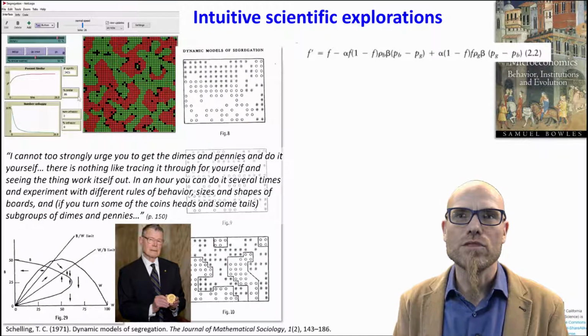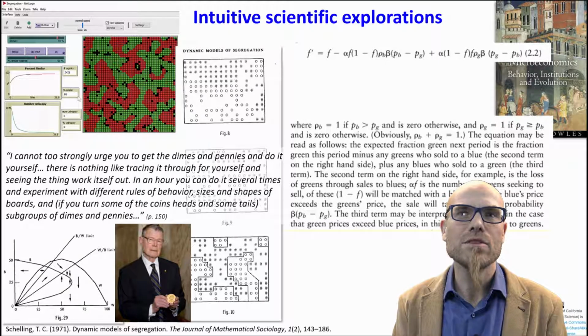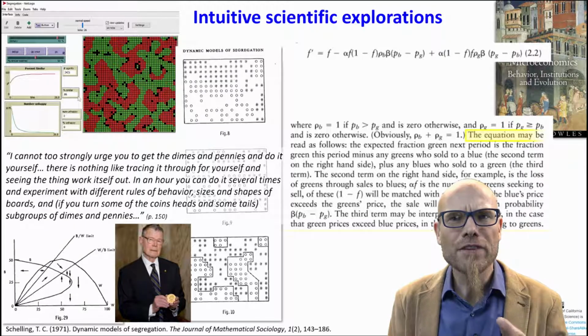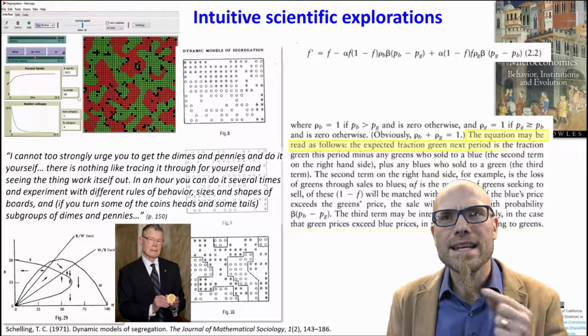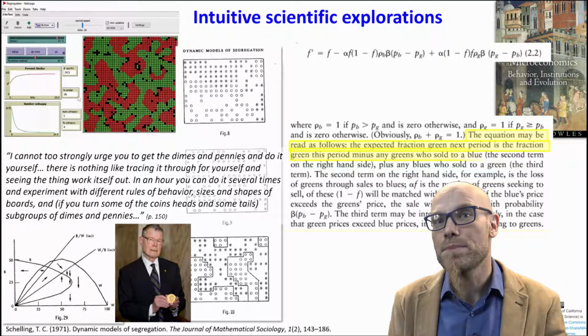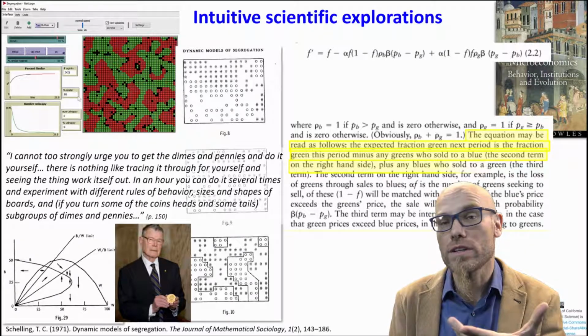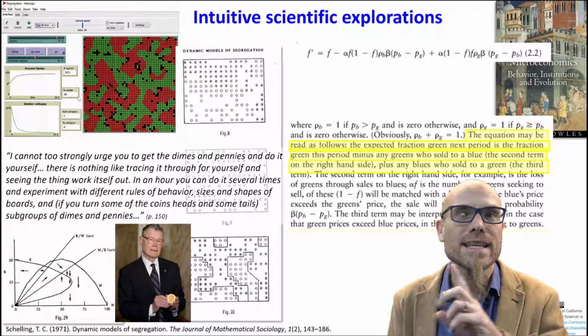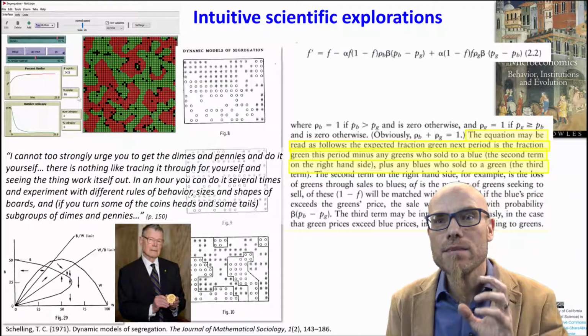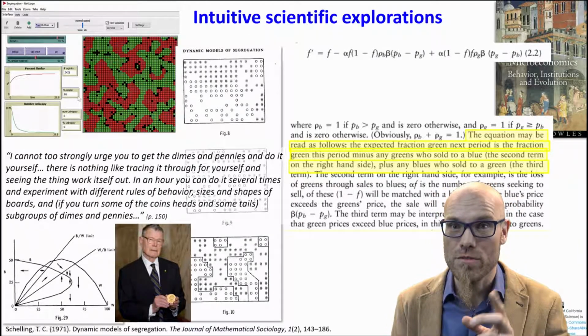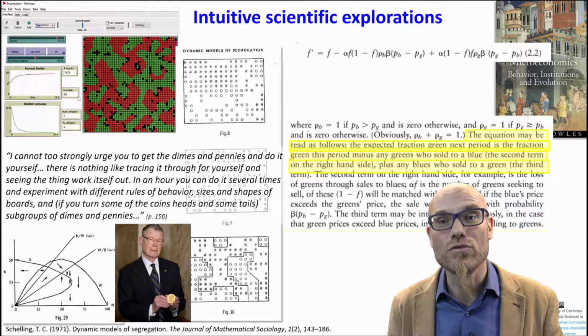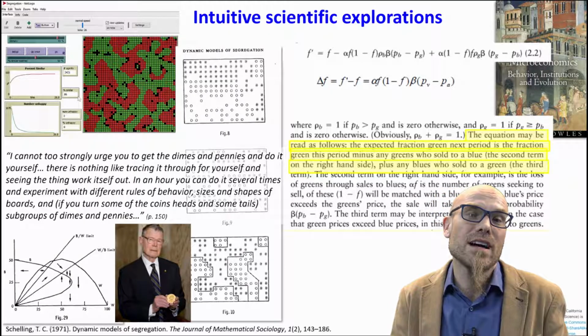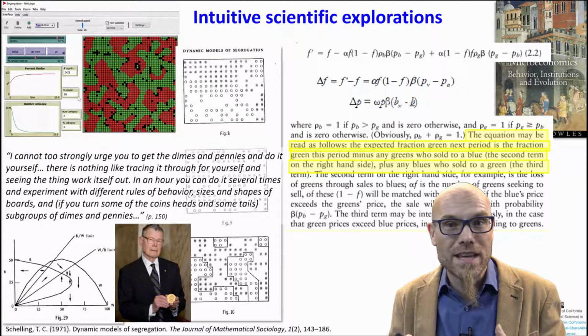And this can be read as follows. The expected fraction of green next period is the fraction of green this period minus any green who sold or exchanged position with a blue, the second term on the right, as you can see, plus any blues who sold to a green, the third term on the right. So what you do then, you take your derivative, you maximize it, you see if it's larger than 0, and here's the optimum we find in equilibrium.